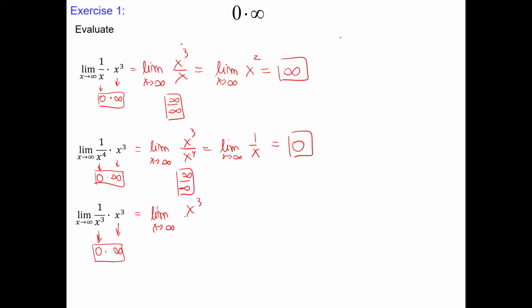We can simplify right away, and we have infinity over infinity. But this limit is, of course, we may simplify, and the limit of the constant is a constant. That means this limit is 1. We can see 0 times infinity can lead us to anything: infinity, 0, or a finite number.